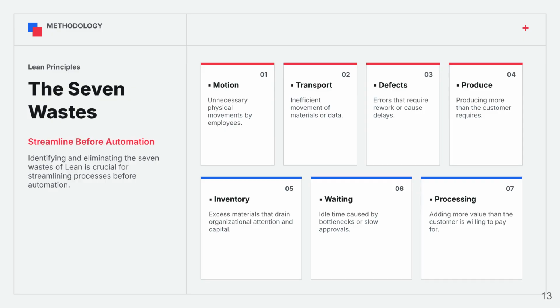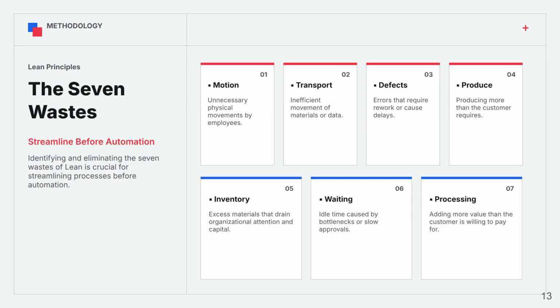The third waste is defects. Errors that require correction, increase costs, and delay process completion. The fourth is overproduction, where more products, reports, or services are created than customers actually need. This often leads to additional storage and management costs. The fifth waste is inventory, which represents excess materials, unfinished work, or accumulated tasks waiting to be processed. The sixth is waiting, where employees or customers lose time because of approvals, bottlenecks, or slow responses. Finally, processing refers to performing extra work or adding features that the customer neither needs nor values.